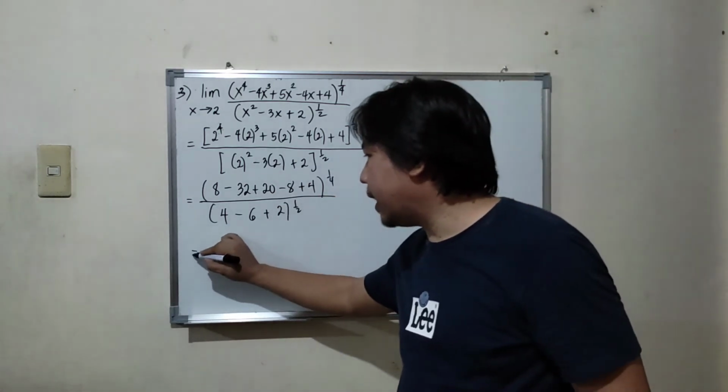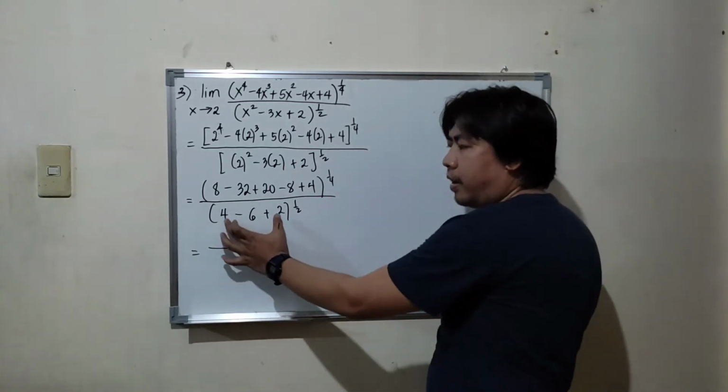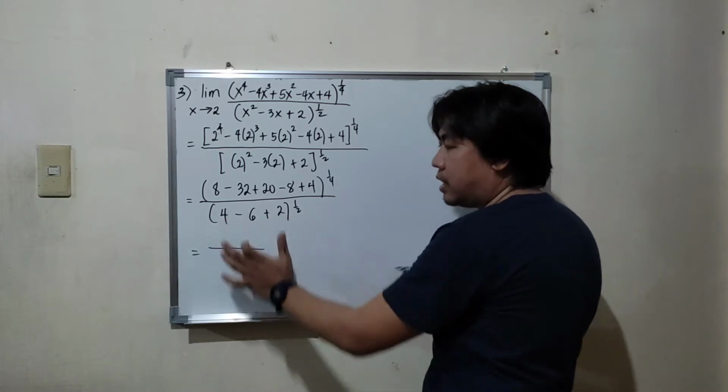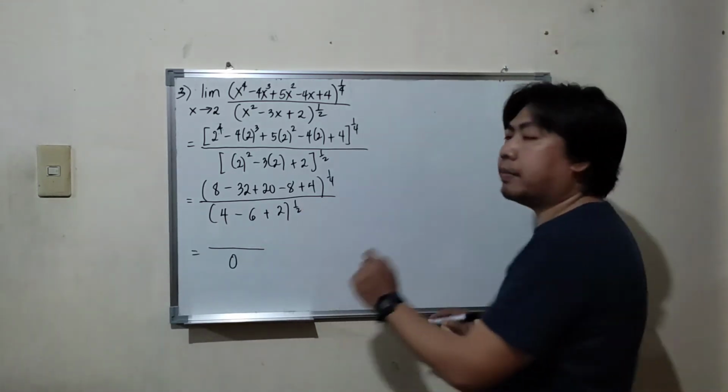Ayan, so kitang-kita na agad sa denominator. We have combined the positive and the negative. So we have 4 plus 2, that is 6 minus 6. So 0. Raised to 1/2 is still 0.